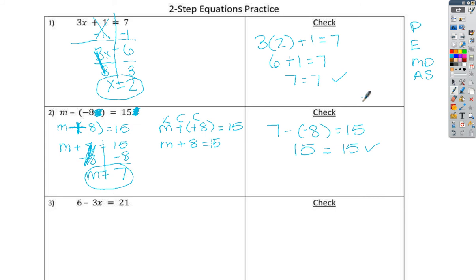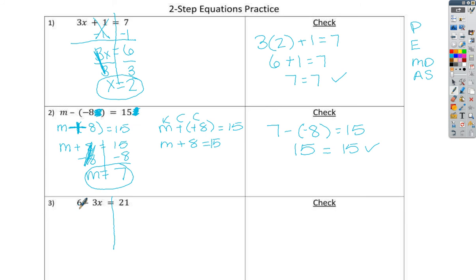Okay, so we are going to look at number 3. So first thing we have to do is find the side with the variable. This side is our side with our variable. So now we need to find our constant. Our constant's that number that's not with the variable. So this 6 is our constant. That's the first thing we're going to move to the other side of our equation.